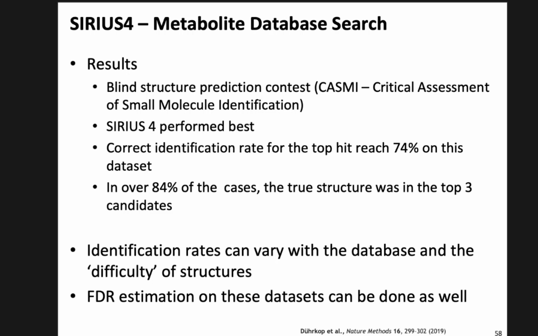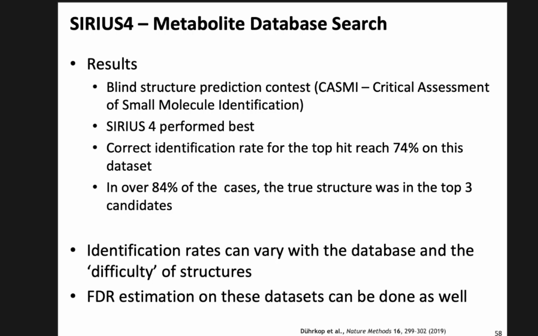And CSI:FingerID really performed very well in the last CASMI. It could correctly identify 74% of the data set. So that's quite impressive. And in 84% of the cases, the right structure was in the top 3 candidates. So that is really working exceedingly well. A word of caution, however: these identification rates will vary with the database and with the difficulty of your molecules. There are just some molecules that are harder to predict than others.